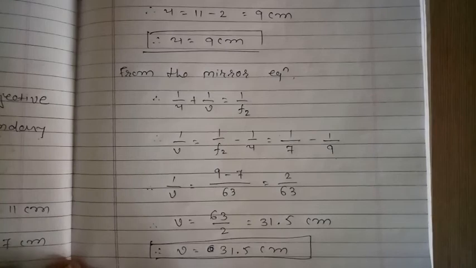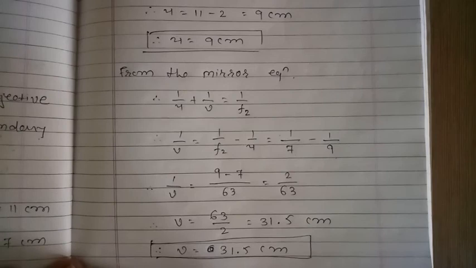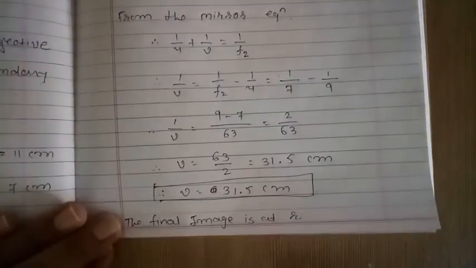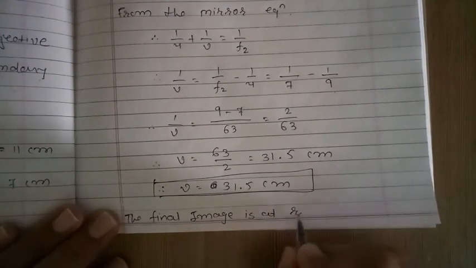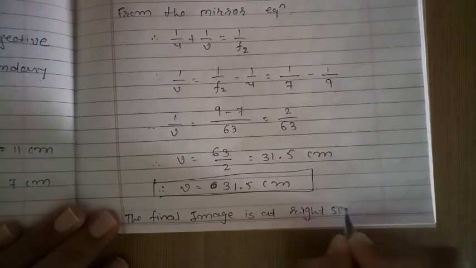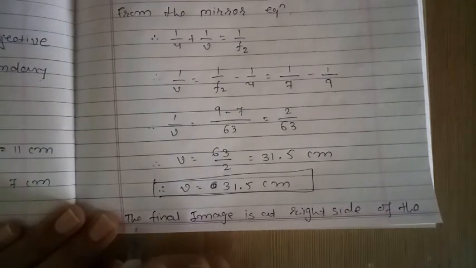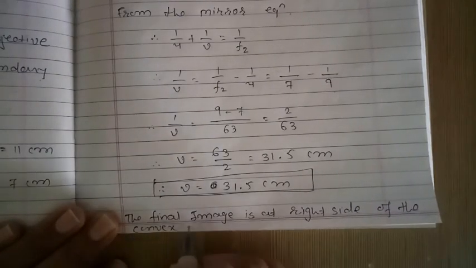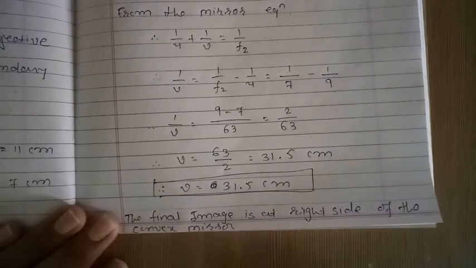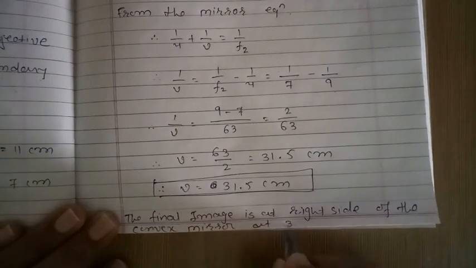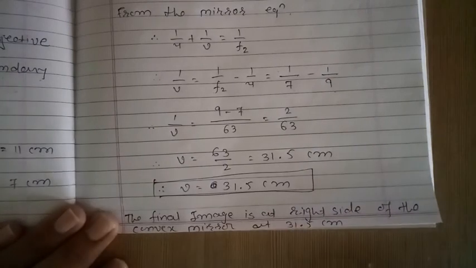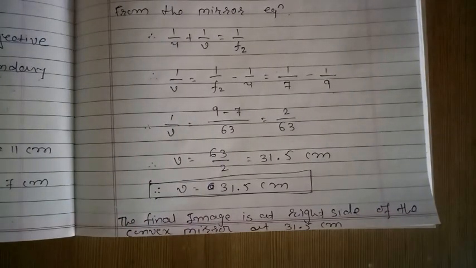So we can say that the final image is at the right side of the convex mirror, or we can say the secondary mirror, at 31.5 centimeter distance, right? Okay, thank you.